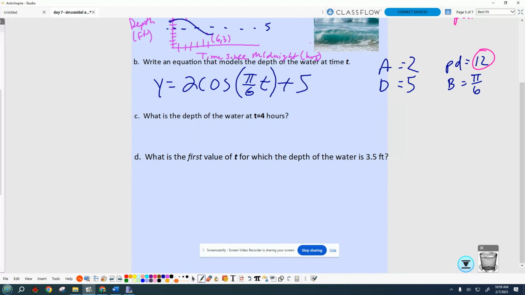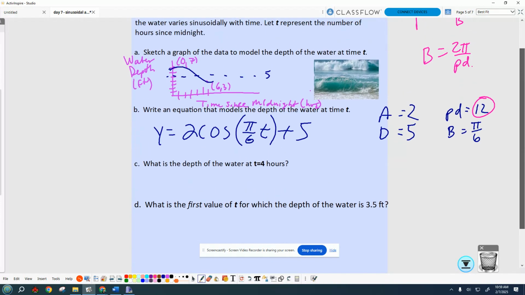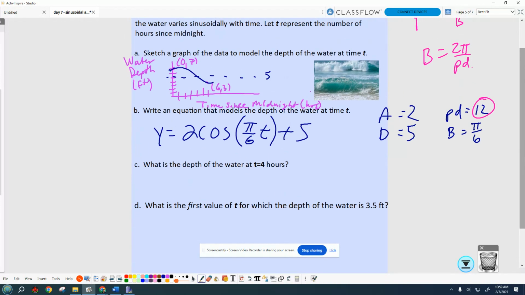Luca, how do we get the period? How long does it take to go from high tide to low tide? Is that a full period? No, so I need to go from low tide back up to high tide, which takes another 6, so it's gonna give us 12. Okay, what's the water depth at 4? The water depth at 4: 2 cosine of 4 pi over 6, plus 5.